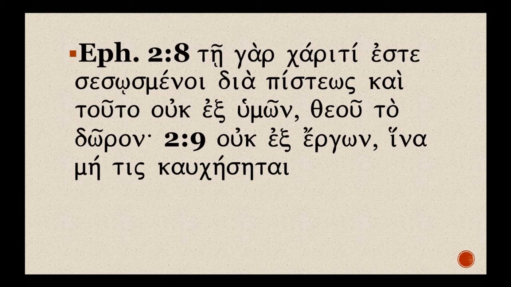But this is our perfect passive participle. We didn't save ourselves, he saved us. Right? And I love this because he makes a statement, a double negative. Notice how the negative comes first. Not ex humon, not out of you, ouk ex ergon. This is interesting. This is just works, not out of works.